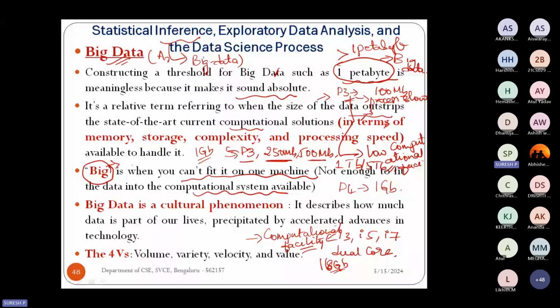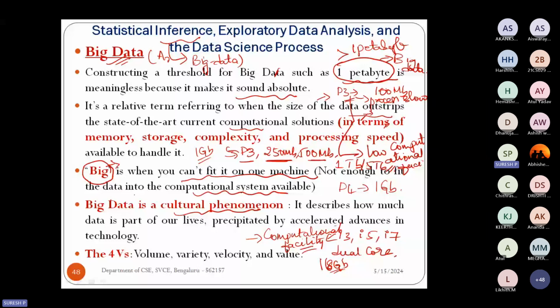Now, what is big data? Normally, big data is a cultural phenomenon, because we have already seen the data which is generated every day. From the day we start to the day we end, the time at which we wake up and the time at which we go to sleep, this is the sequence of phenomena that happens. Within this time bound, how much data is generated? How much data is part of our lives?